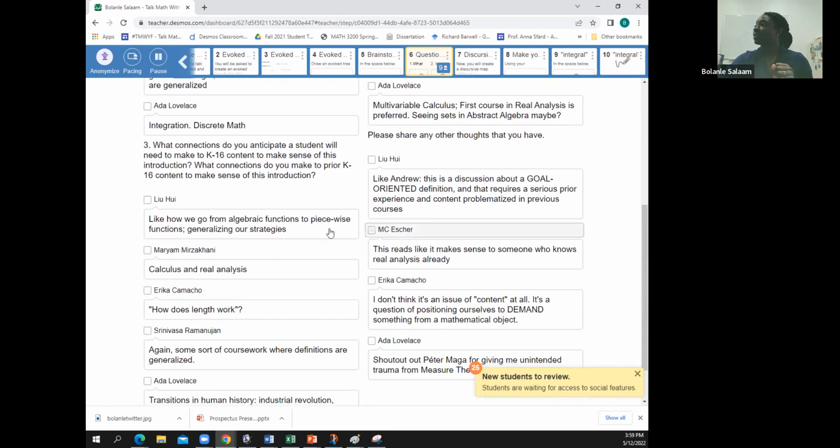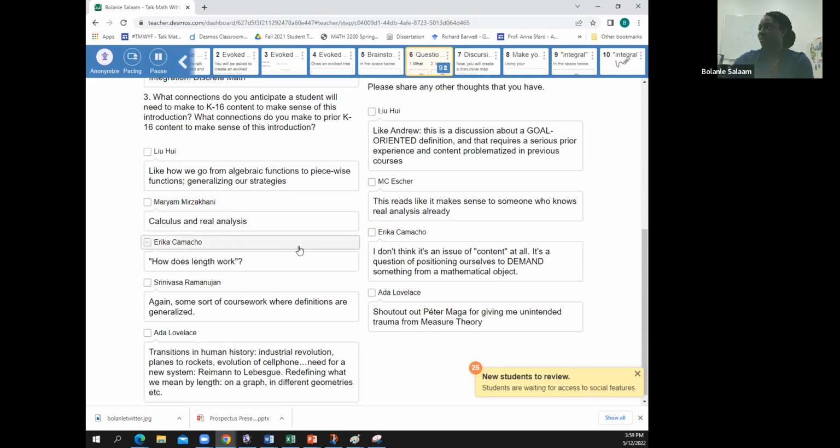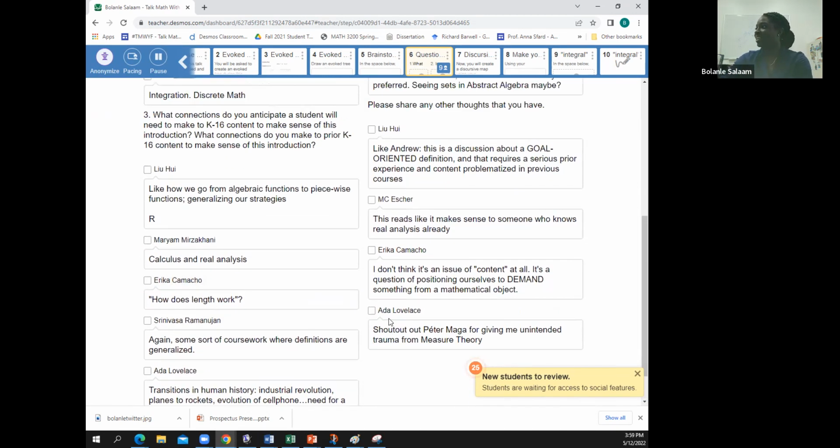All right, so let's see. A goal-oriented approach, so connections. How do we go from algebraic functions to piecewise, generalizing our strategies? Calculus and real analysis. How does length work? Awesome. Some sort of coursework where definitions are generalized. Transitions in human history, I see, so really motivating what's going on here. Awesome, I like it.